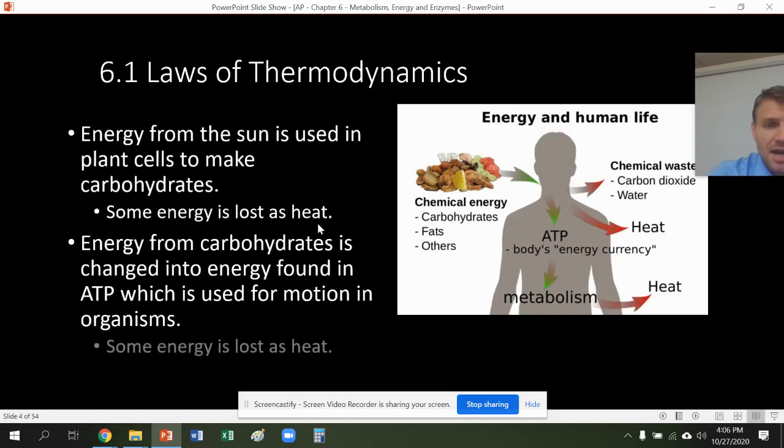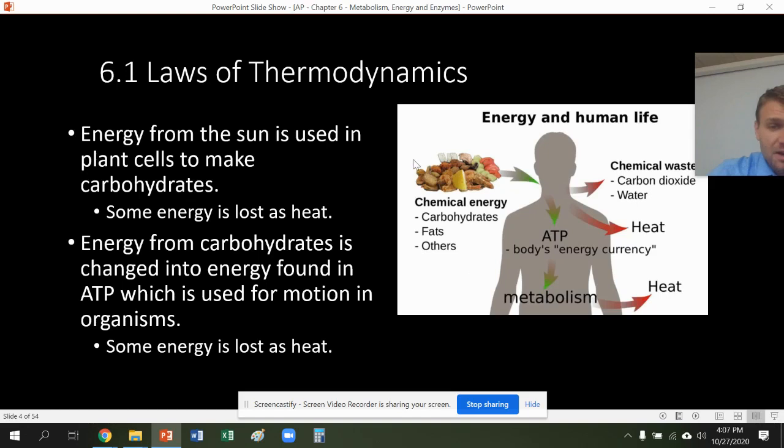Another thing that we're going to talk about is how, again, carbohydrates are going to be our main source of energy. We're also going to get energy from other macromolecules such as fats and proteins, but our main source of energy is going to be carbohydrates. We're going to take that food energy that we eat and transfer it into our body, and make ATP.